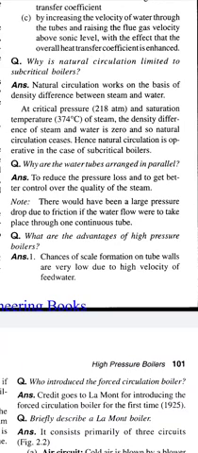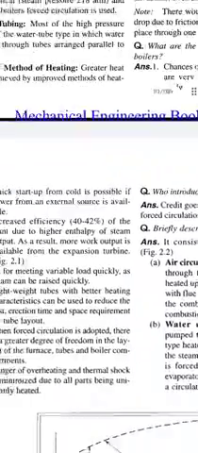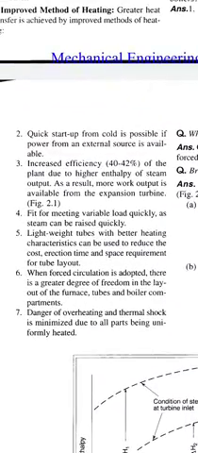1. Chances of scale formation on tube walls are very low due to high velocity of feed water. 2. Quick startup from cold is possible if power from an external source is available. 3. Increased efficiency, 40 to 42% of the plant, due to higher enthalpy of steam output. As a result, more work output is available from the expansion turbine. 4. Fit for meeting variable load quickly, as steam can be raised quickly.